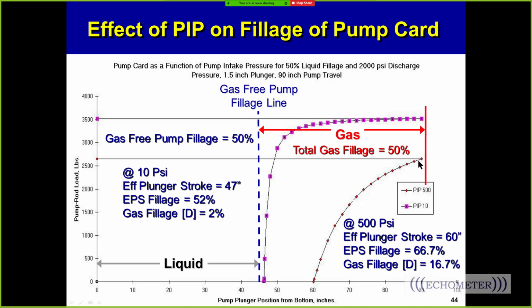The difference is the fluid load here is based on 500 pounds of intake pressure, lower fluid load. Here the fluid load is based on 10 pounds of pump intake pressure, same discharge pressure. And the shape of the compression curve is compressing the 500 pounds of gas versus compressing the 10 psi of gas.